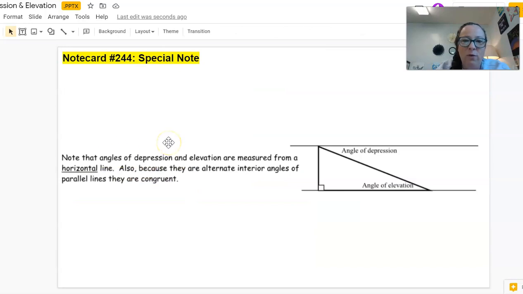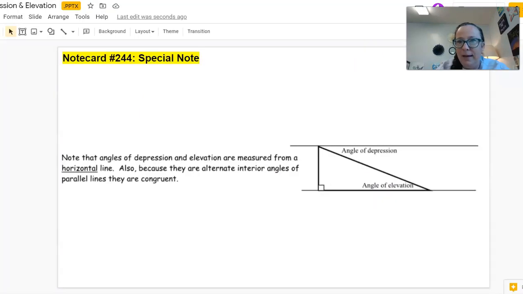Here's note card 244, a very special note: angles of depression and elevation are measured from a horizontal line. I've said that several times. Also, because these are horizontal lines, they're parallel. So these are alternate interior angles and they are congruent.